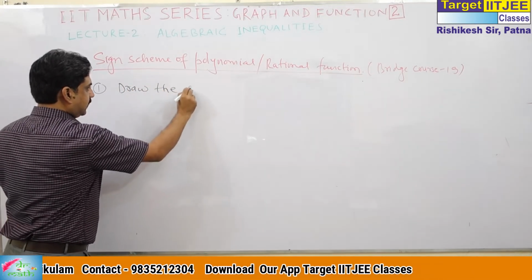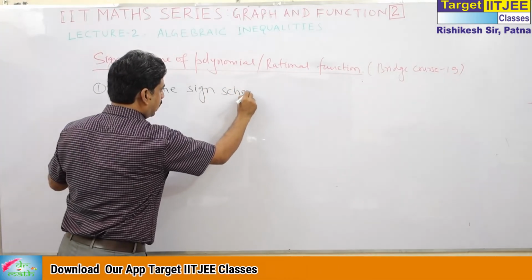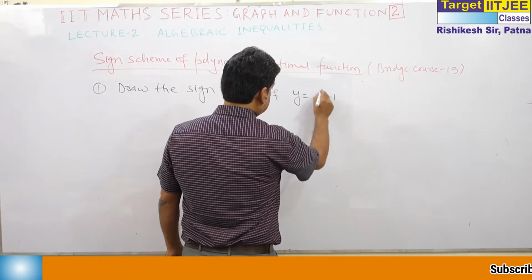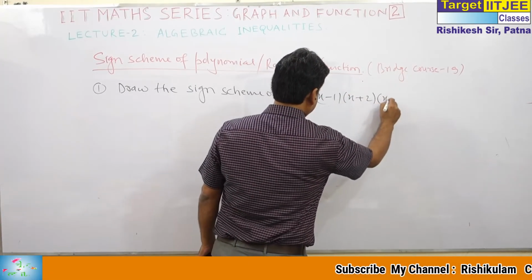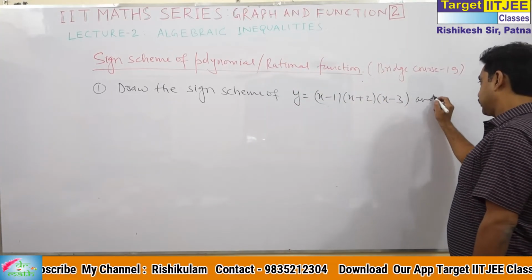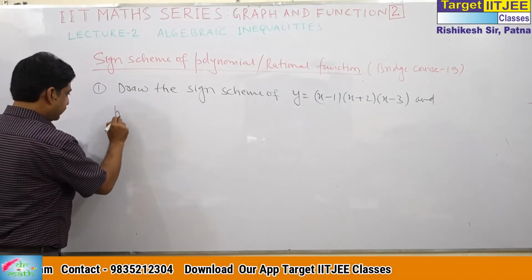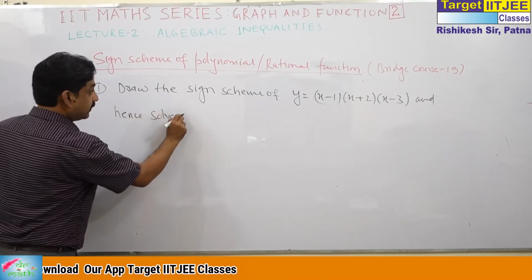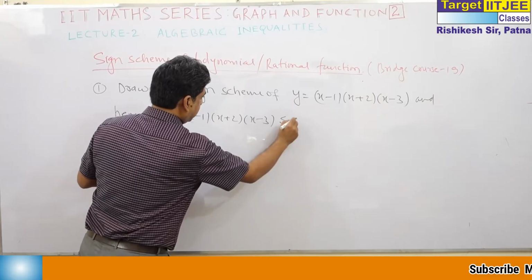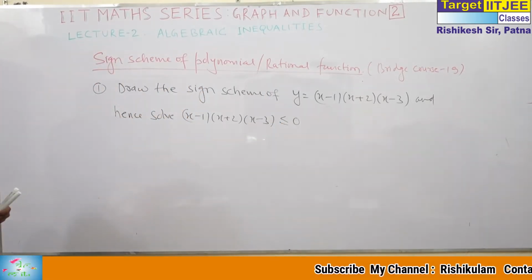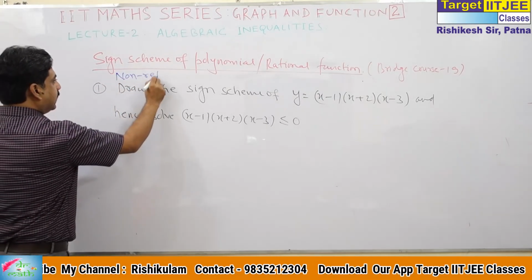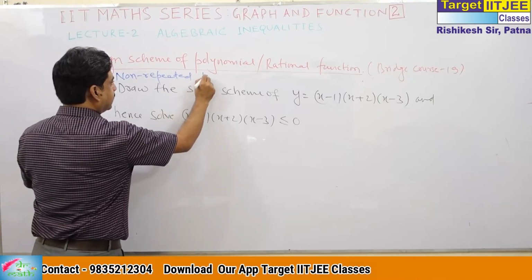The question is: draw the sign scheme of y is equal to (x minus 1) into (x plus 2) into (x minus 3), and hence solve (x minus 1) into (x plus 2) into (x minus 3) less than or equal to 0. There are two cases. First of all, I am telling you about non-repeated linear factors.